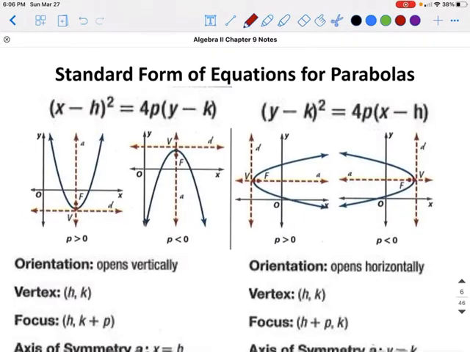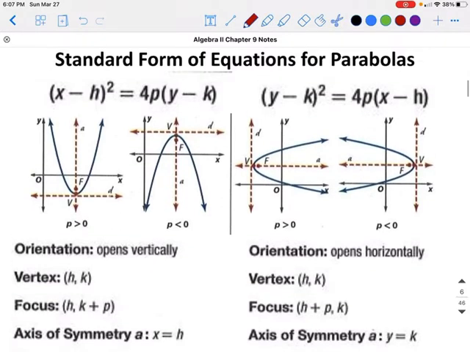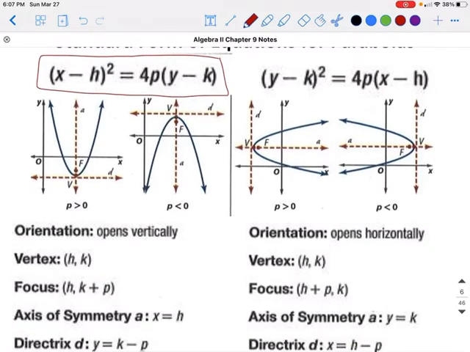Now, there are two different standard forms of the equation for a parabola. The original parabola, or the one that opens vertically, is the one that you're used to. That would be an equation of the form y equals ax squared plus bx plus c. If we write it in standard form, it's going to be (x minus h) squared, still the x part that's squared, equal to 4p times (y minus k), where (h, k) is your vertex. To find your focus, if the x is squared, you're going to do h and k plus p. The axis of symmetry will be x equals h, and the directrix will be y equals k minus p.